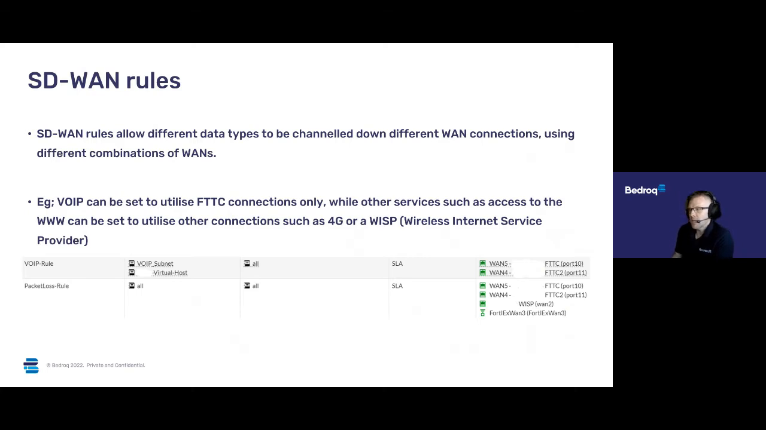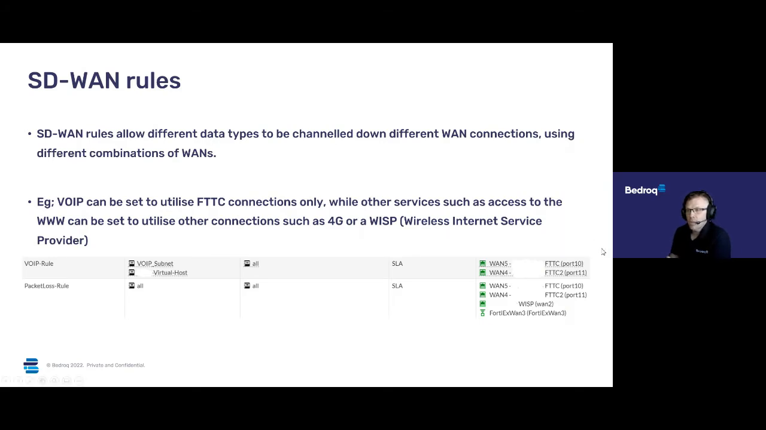So if the first one fails the SLA, it will use the second one. We do have a generic packet loss rule. That's for internet in this case. And again, we've got all 4 of our connections here. So we've got the FTTC, the second one, WISP, and then finally the 4G. And that one is just used for internet in the case of this one.